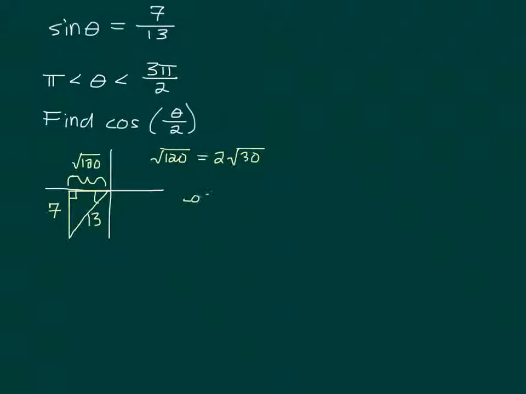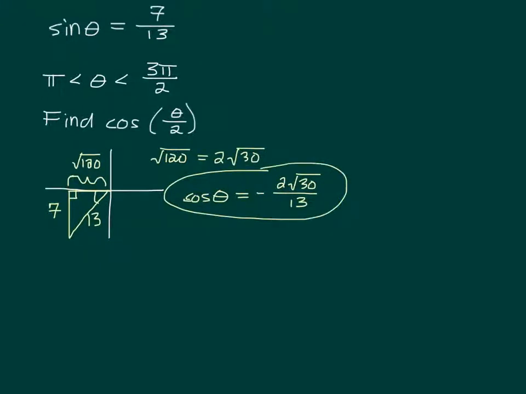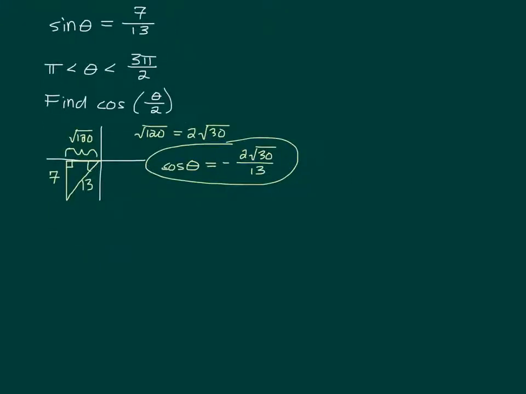Telling us that cosine theta is going to be 2 root 30 over 13. And it should be negative because we are in the third quadrant. Cosine's negative. So we know this now. Now we get to use our half angle formula. Cosine of theta over 2 is plus or minus the square root of 1 plus cosine theta all over 2.